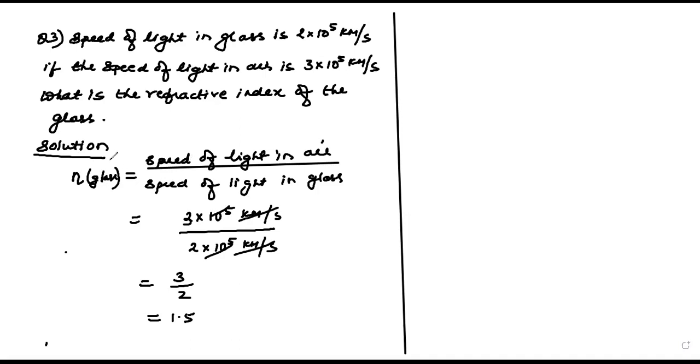Why? Because refractive index is a ratio of the speed of light in air upon speed of light in glass. And speed of light in air is the maximum speed, okay? Hence, the numerator is always greater than the denominator. Hence, refractive index will always be greater than 1. Refractive index of a medium will be always greater than 1. We can always ask you this question, okay? We go to question number 4, children.